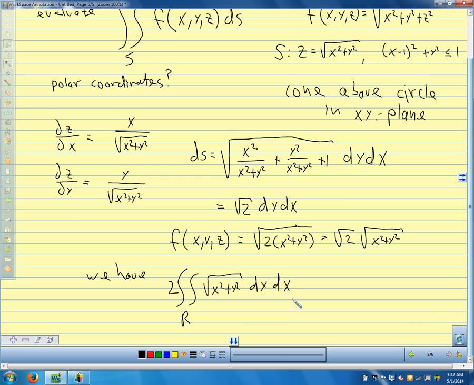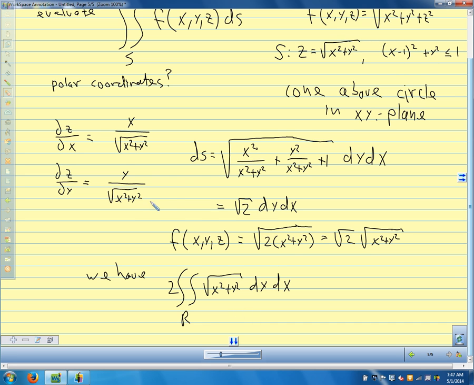Now we need to figure out our region in the xy plane. Our region is this circle in the xy plane. So here's where we're going to move to polar coordinates. In order to evaluate this double integral, we need to come up with our region in the xy plane, given by this circle. Is everybody with me so far? There's a lot going on with this problem. This setup is not too bad. Now we need to find our region.